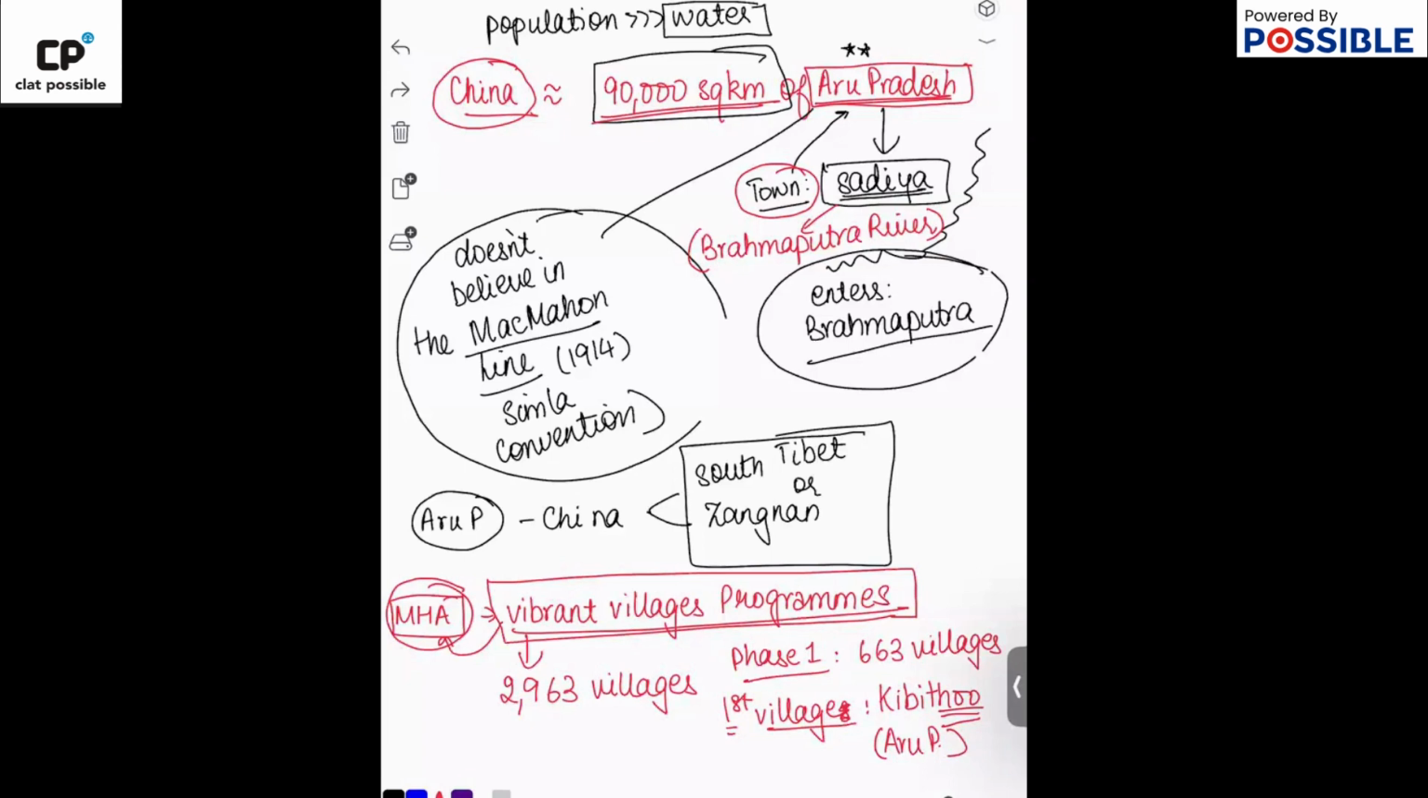Not just there, even in Jammu and Kashmir. So we started off with a program called the Vibrant Villages program, wherein we said, listen, we are going to make sure that these villages are extremely developed. And we started off with a village in Arunachal Pradesh to give a message out to this country called China. So we are going to develop these 2,963 villages, out of which the very first phase would be 663 villages.